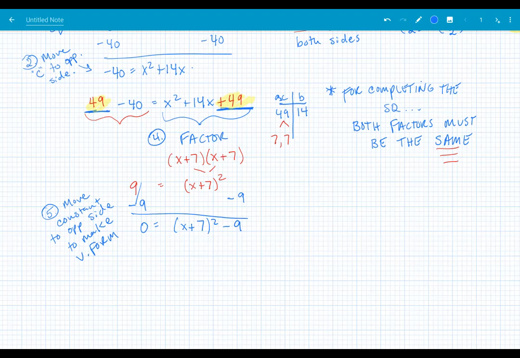So now let's just revert that last step, and instead of putting a 0, let's put a y. So now this is our general equation. y is equal to x plus 7 squared minus 9.